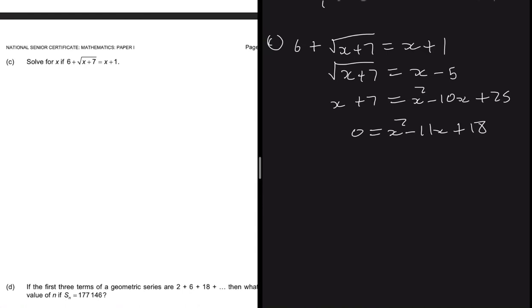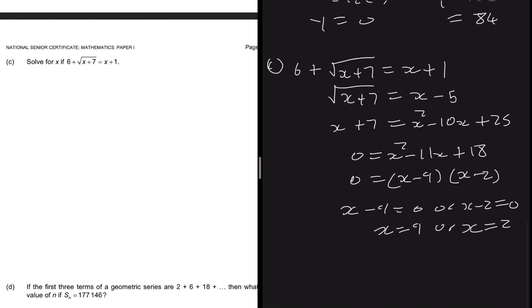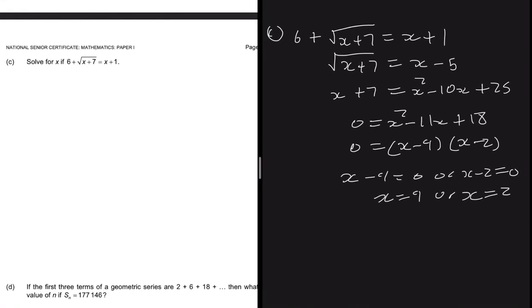And then now it's just a matter of factorizing. Which factors of 18 add to give you minus 11 and multiply to give you 18? That is minus 9 and minus 2. So we're going to have 0 equals (x minus 9) multiplied by (x minus 2). And then that will say x minus 9 equals 0, or x minus 2 equals 0, so x equals 9, or x equals 2.